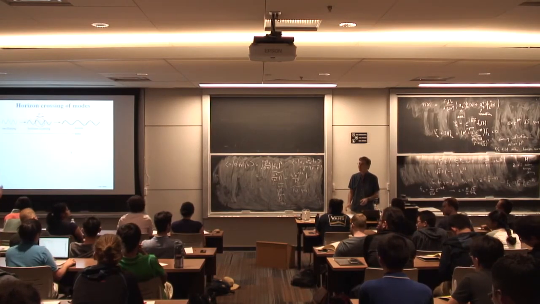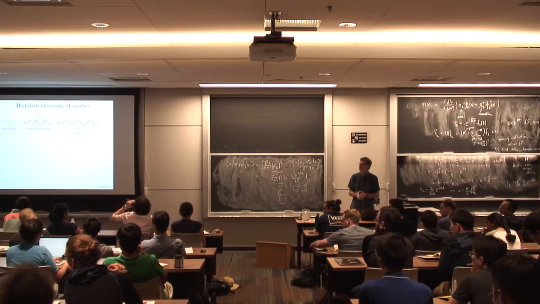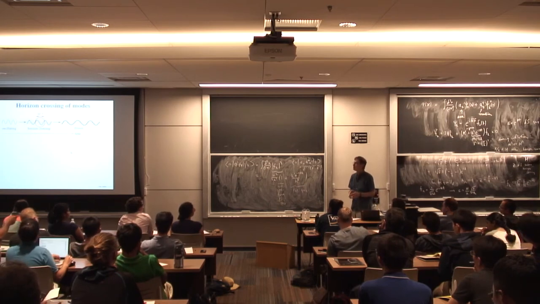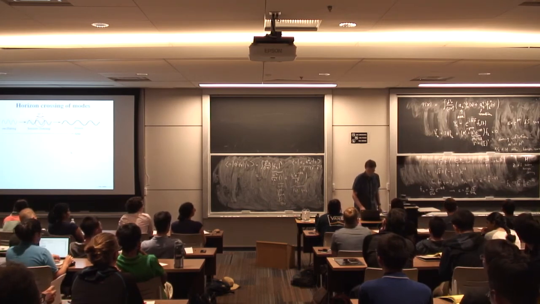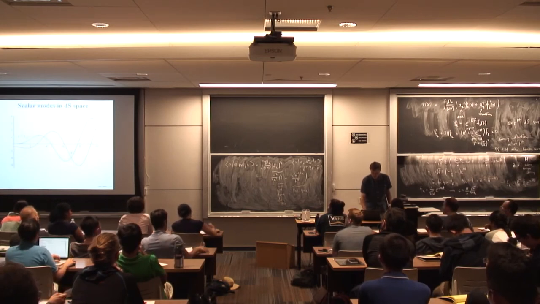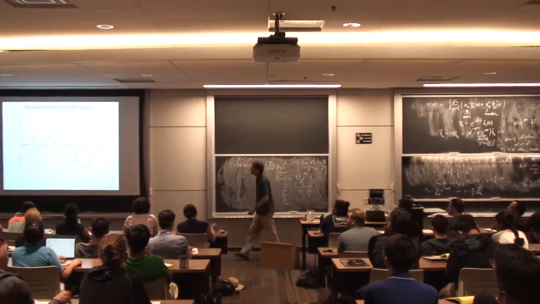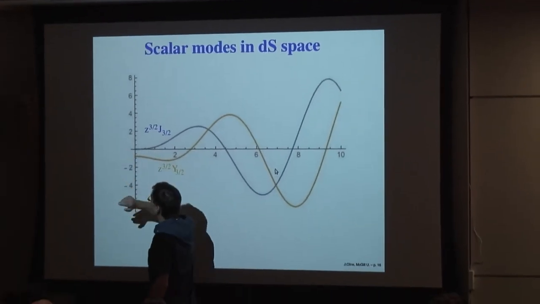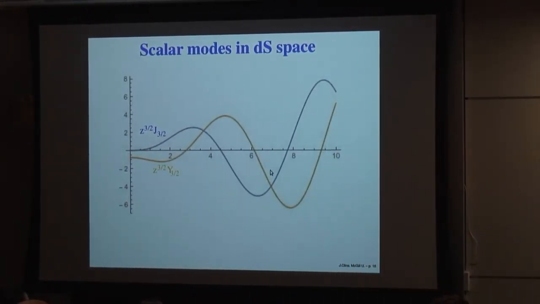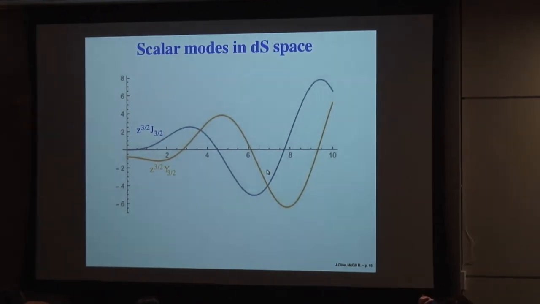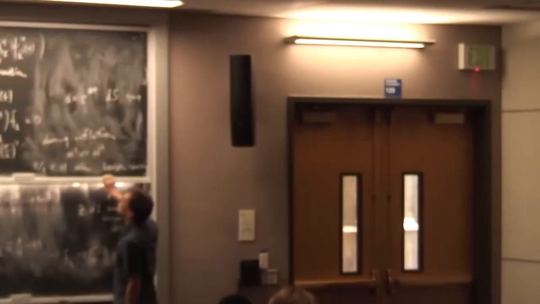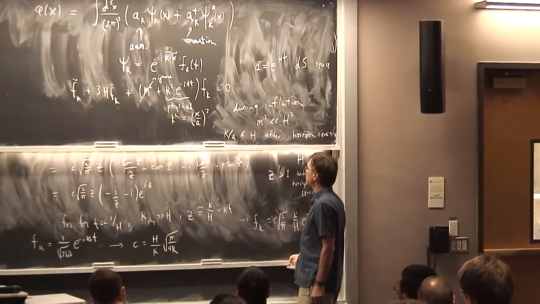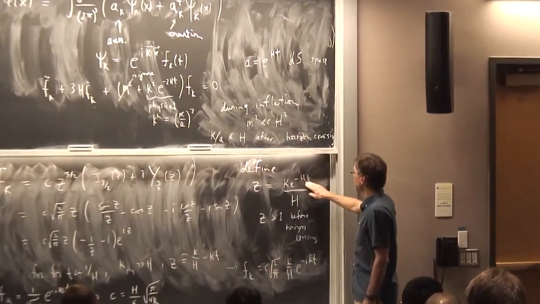Question: I might have just missed this, but at what point in the calculation can we see the freezing out of the mode? If you take z greater than 1, is there a line? It's just this picture, the exact behavior of the modes. It's just that they're oscillating at large z, and they're going to a constant as z goes to 0. And z goes to 0 at large time, that's all.